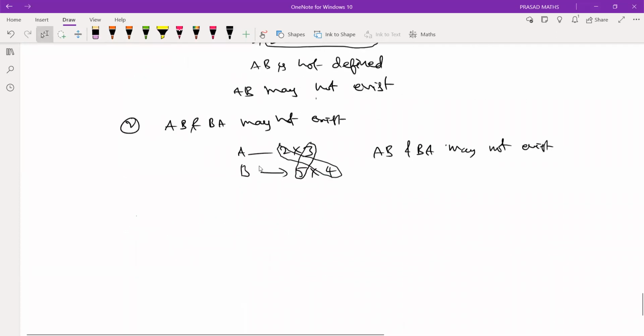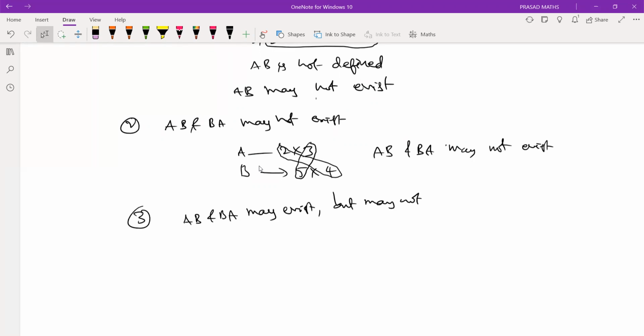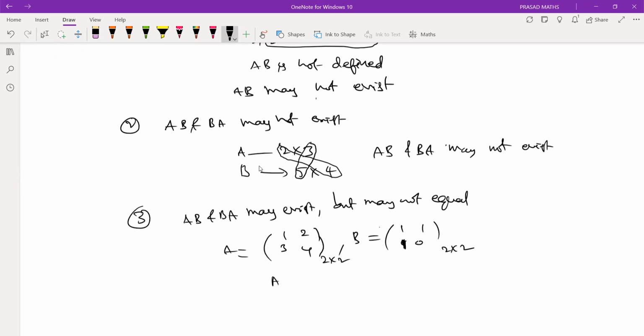And AB may exist, but they may not be equal. You can take anything. Suppose you take A as 1, 2, 3, 4, a simple matrix, and B as 1, 1, 0, 0. So A into B is possible because this is a 2 by 2 matrix and this is also a 2 by 2 matrix. A into B is possible and B into A is possible.